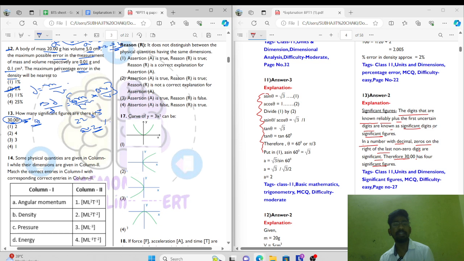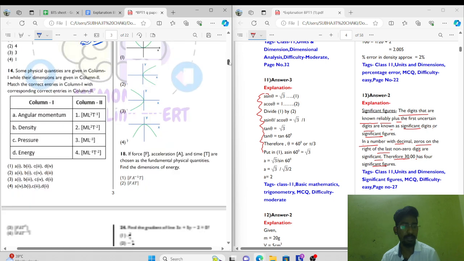Okay, now moving on to the next one, question number 14. This is a match type question. Column 1 to column 2: angular momentum, density, pressure and energy. So you guys can do one thing.